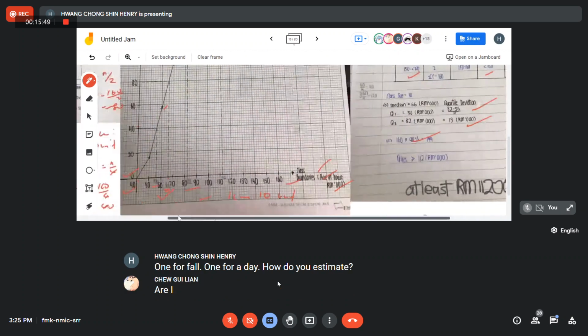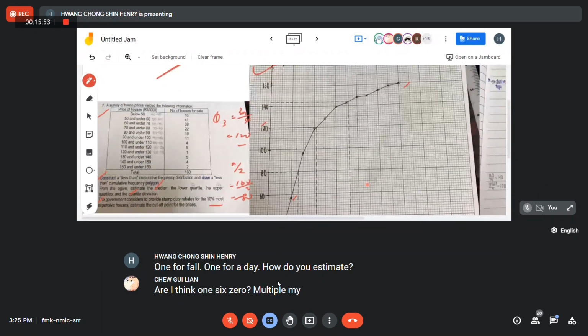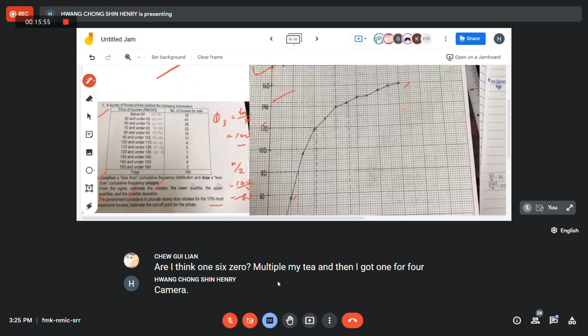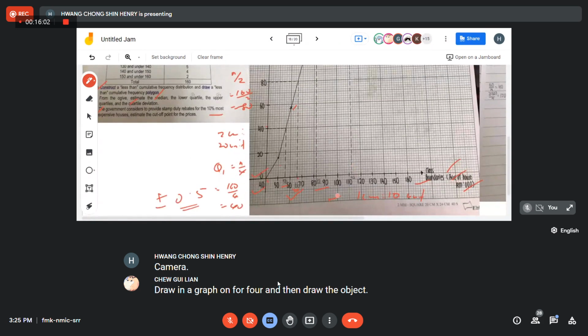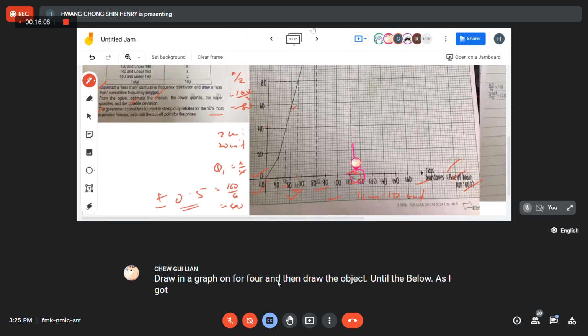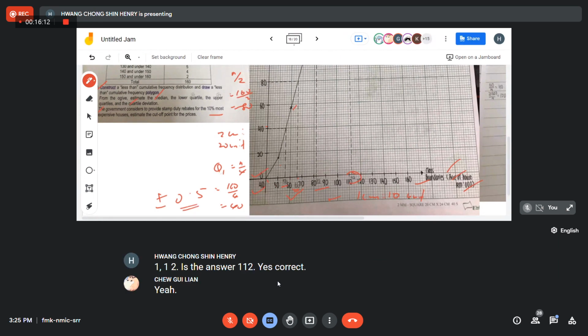I take 160 multiply 90%, and then I got 144, and then I draw on the graph 144, and then draw to the ogive until the below, and I got 112. Is the answer 112? Yes, correct. Everyone clear? 112.